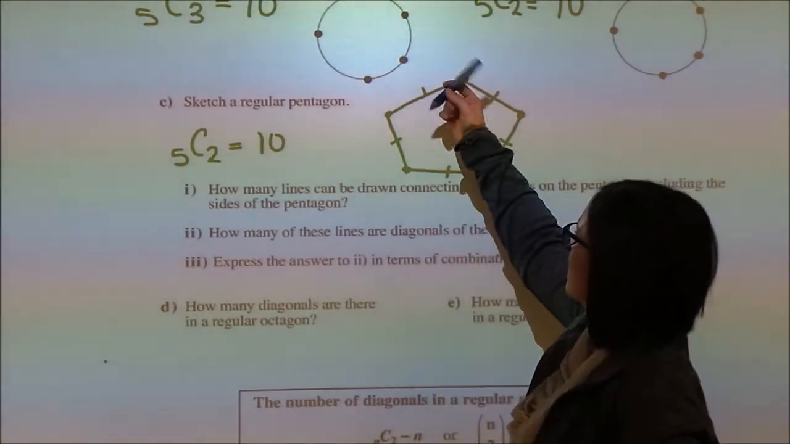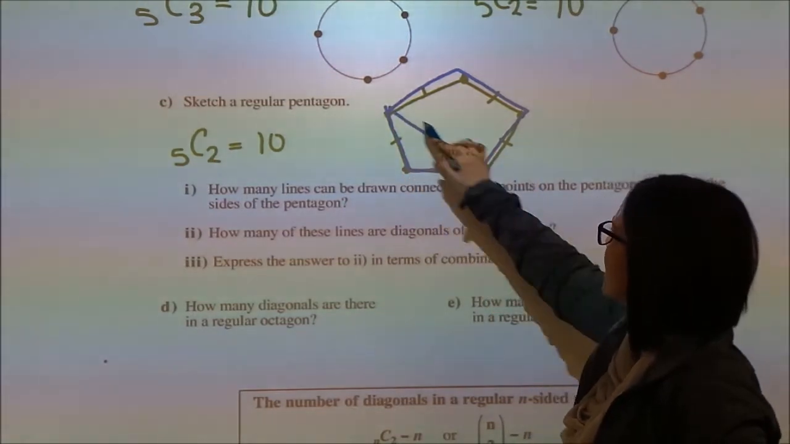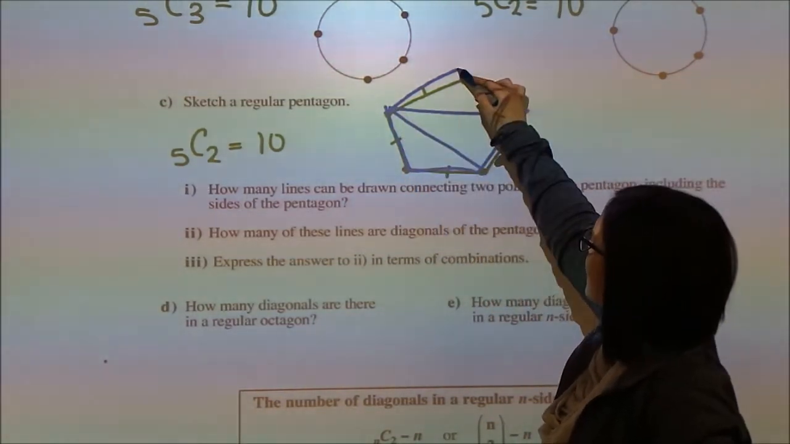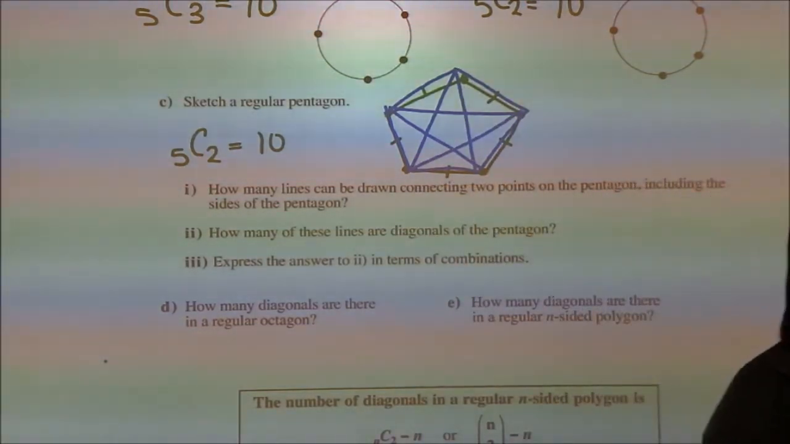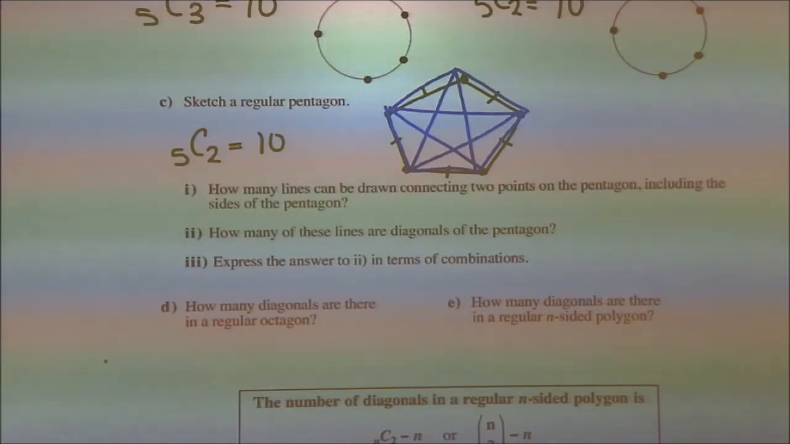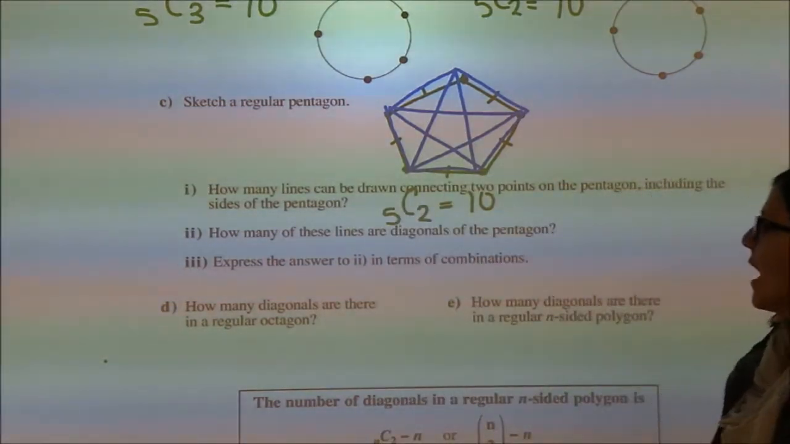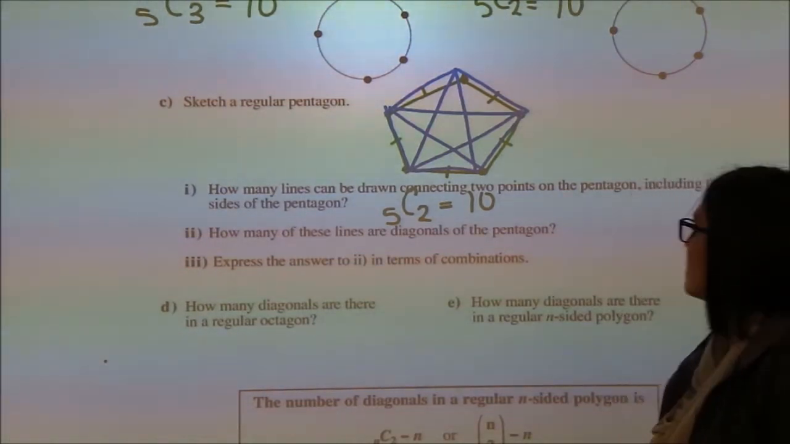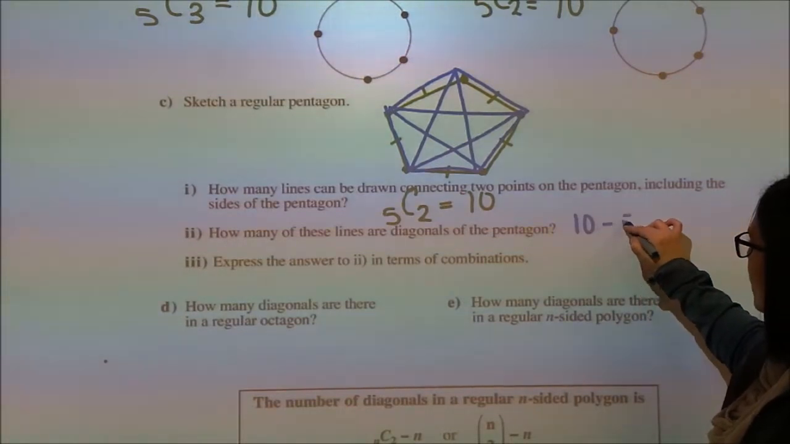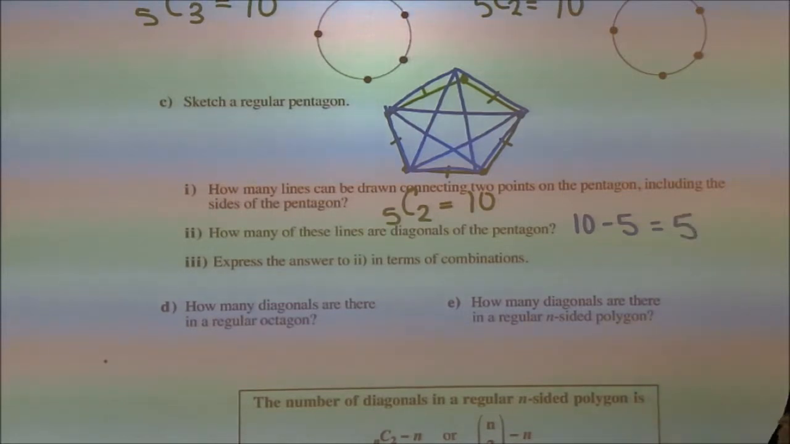Let's look at them. 1, 2, 3, 4, 5, 6, 7, 8, 9, 10. Okay? How many of those were the diagonals of the pentagon? 5. Because I started off with 10, but then I can take the 5 outside lines off, and that gave me 5 of them.